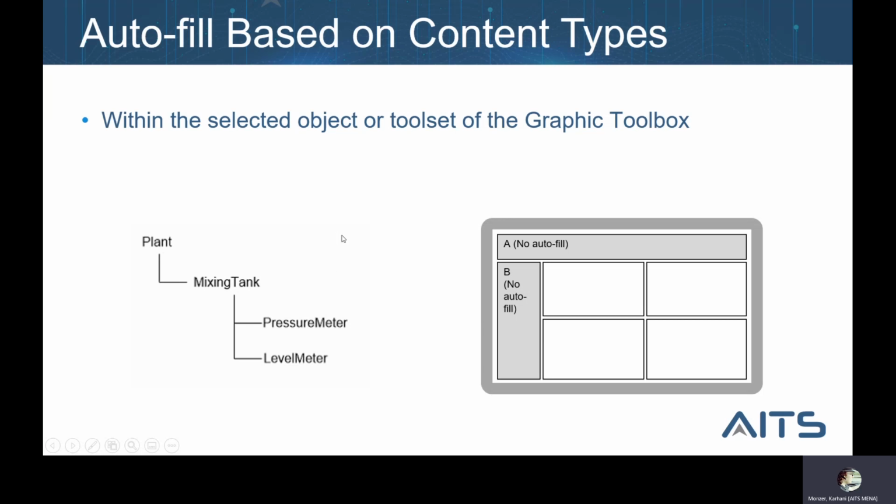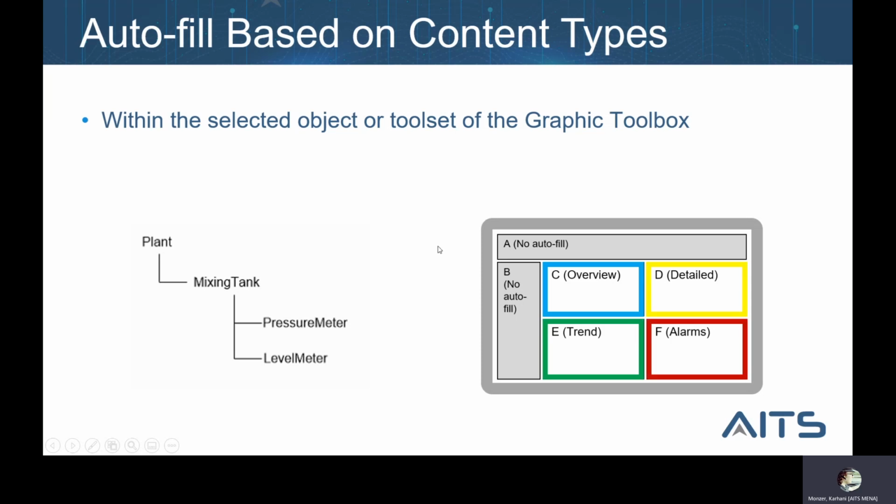So let's see this example. I have A and B. Those A and B have no autofill. Those have the slide in, the navigation, etc. But I have C, D, E, and F pans. C has a content type of overview, D is detailed, E is trend, and F is alarm.